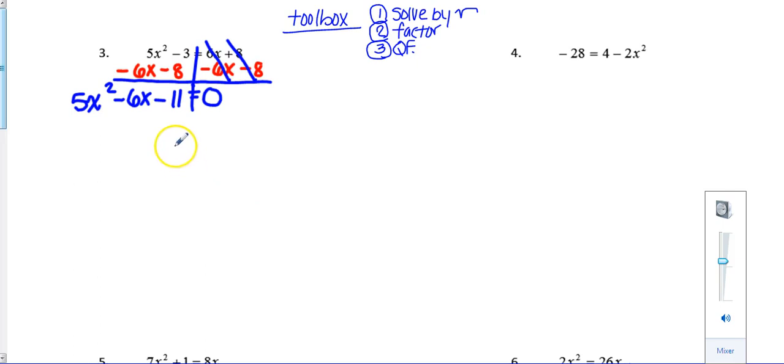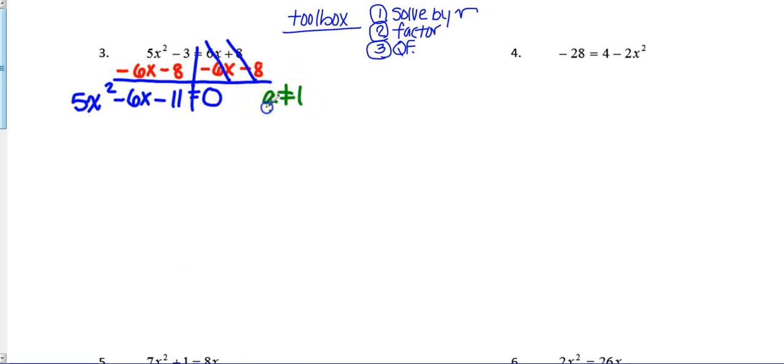So once again, we now have it set equal to 0. And our first consideration here is we have the middle term, so we know we are either going to factor or use quadratic formula. If we can factor, we definitely want to factor. Looking here, I see that a is 5, 5, 6, and 11. There's no GCF, so this will be factoring when a is not 1. Guess and check.